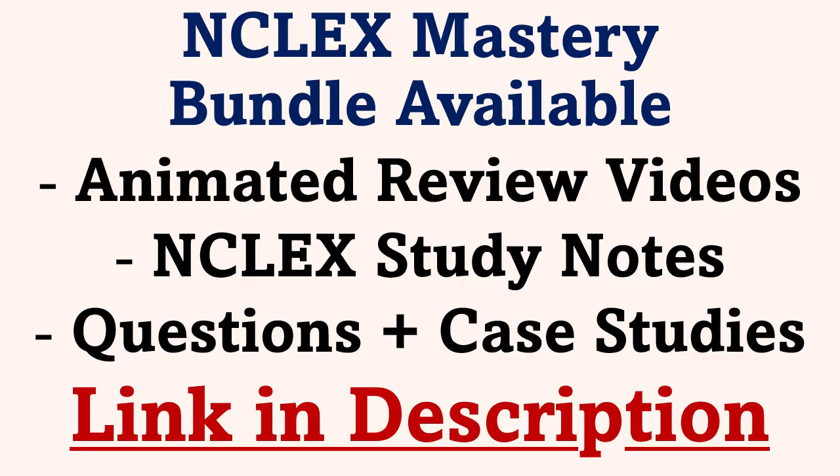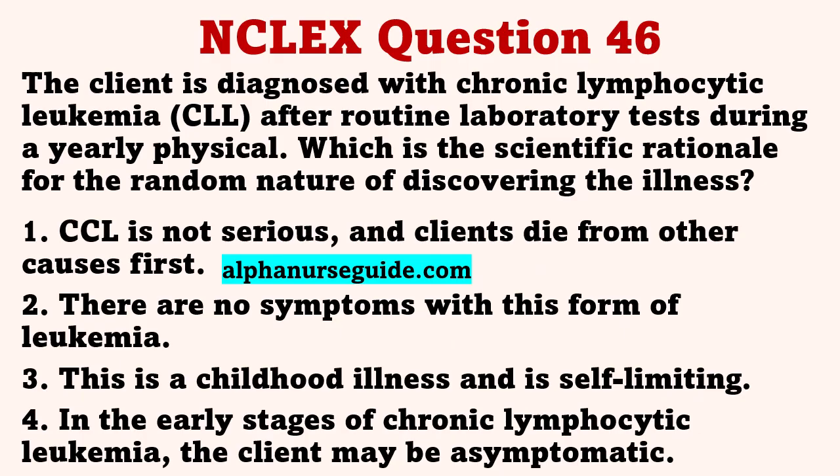Back to the questions. The client is diagnosed with chronic lymphocytic leukemia after routine laboratory tests during a yearly physical. Which is the scientific rationale for the random nature of discovering the illness? 1. CLL is not serious, and clients die from other causes first. 2. There are no symptoms with this form of leukemia. 3. This is a childhood illness and is self-limiting. 4. In the early stages of chronic lymphocytic leukemia, the client may be asymptomatic.